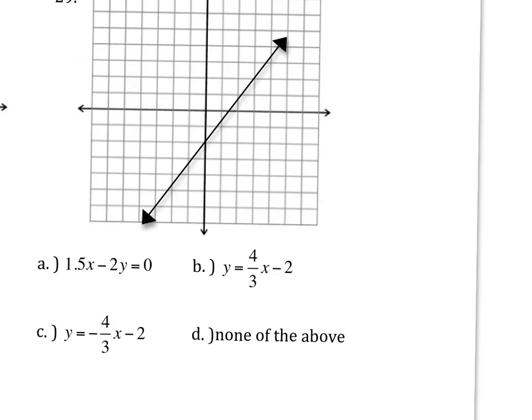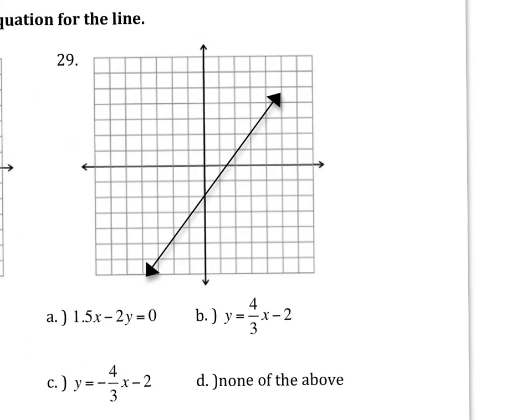29. Let's look for clues. What are important things about a line? Good. The y-intercept. Looks like I have a y-intercept of negative 2. Slope's also important, Mr. Lauritsen. You're right. Good job. Slope of this line looks like it's up 3, no, 1, 2, up 4 over 3.